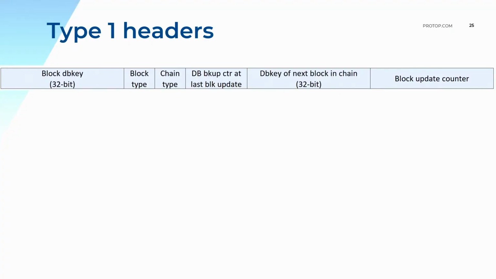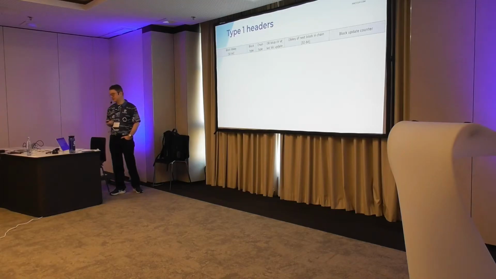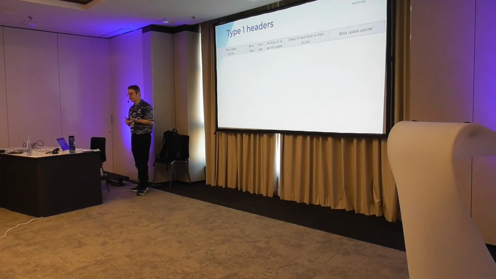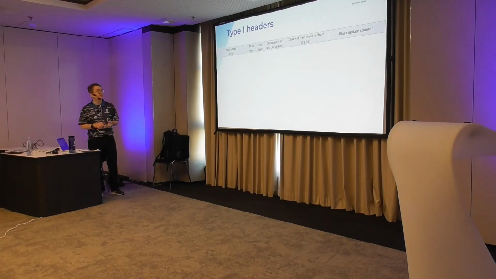So we'll start off with looking at the contents of block headers, and we'll start with type 1 because they're the simple ones. Type 1 header is 16 bytes. It's made up of 6 fields. So we've got DB key, block type, chain type, backup counter, next block in chain, and update counter.